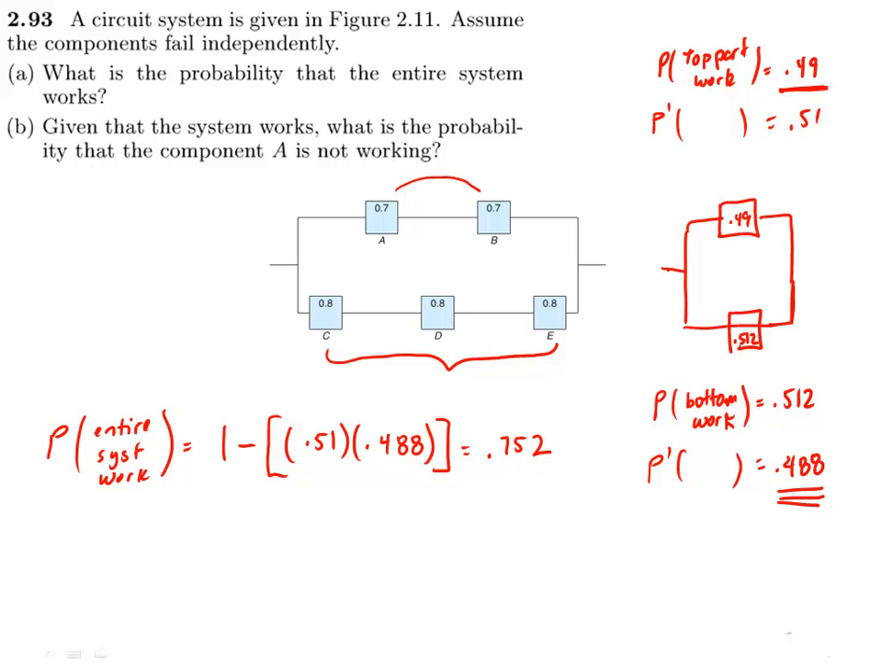So the probability it won't work from the top is 0.51. The probability it won't work from the bottom is 0.48. If we look at the intersection of both events, it's a multiplication of those two events. That will give you the probability that the system will not work. And if you look at the complement of that, that should be 0.752.